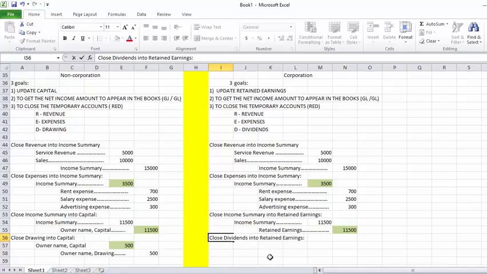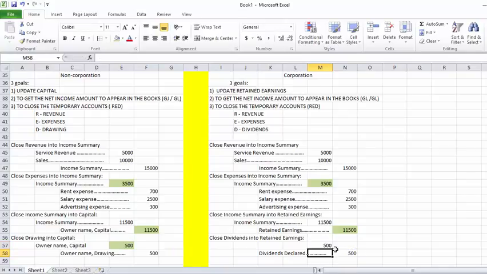So let me skip the debit spot again, just like I did before, and we're going to credit the dividends. We can call them dividends or dividends declared, same idea. And we're going to pretend that that's 500 as well. And if you credit something for 500, you've got to debit something for 500, and that something is now retained earnings.